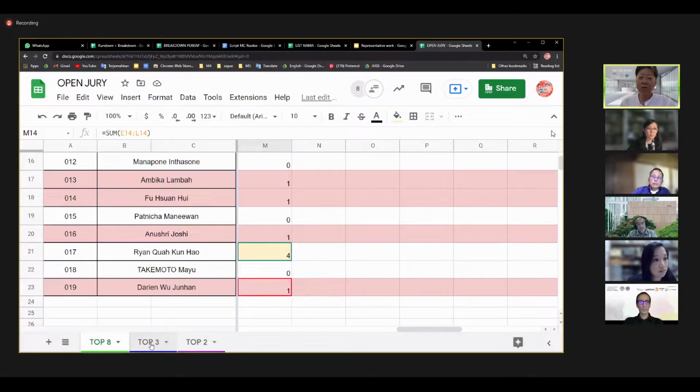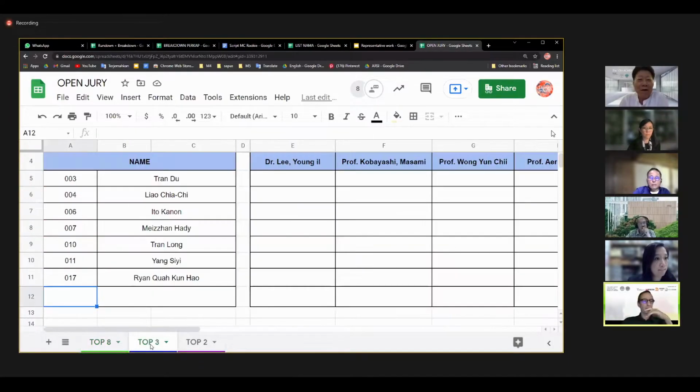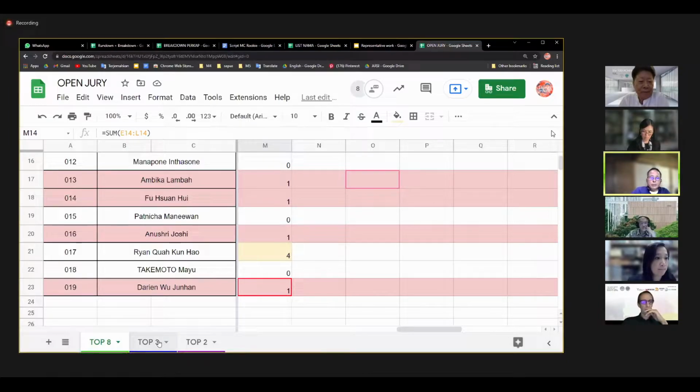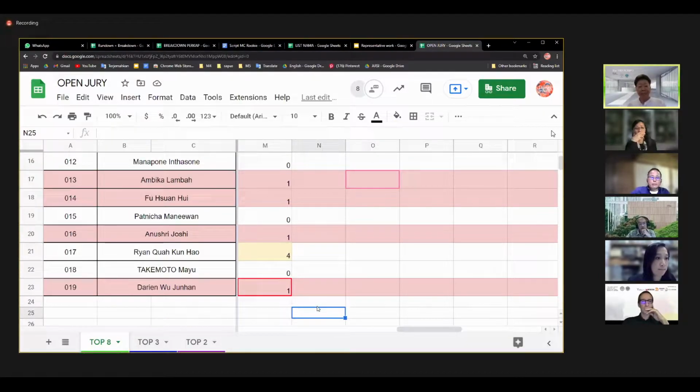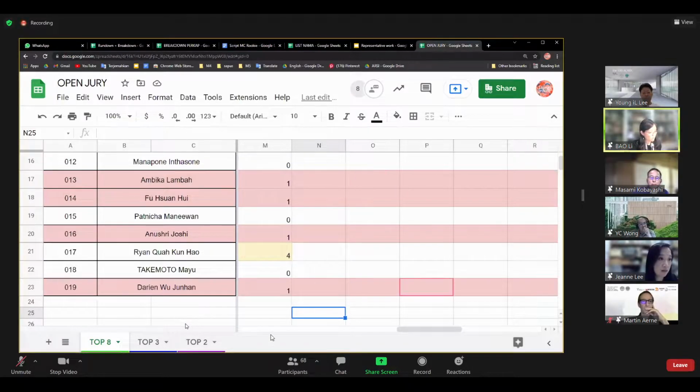Do you agree, all jurors? The 7 students go to the second stage. Do you agree? Okay, fine for me. So 2 votes is the minimum. Okay, so there will be only 7 students who will go to the next round.